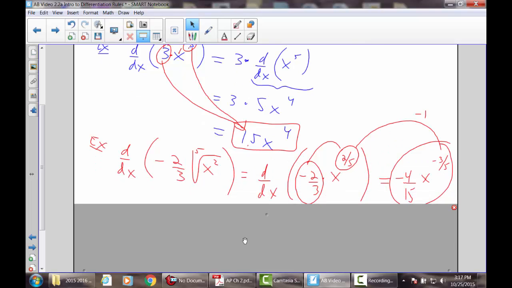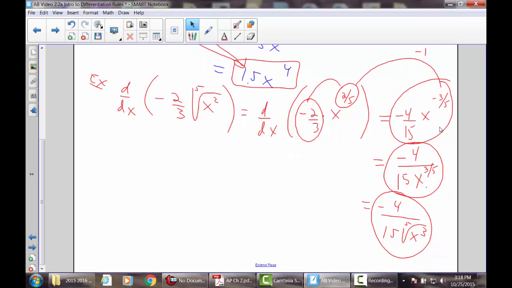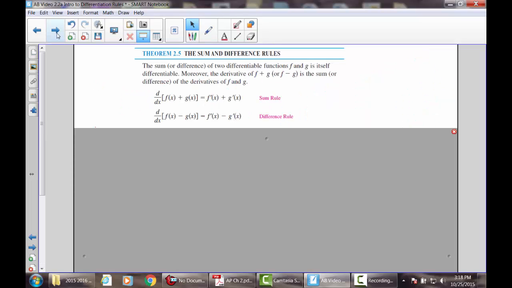Okay, so here's an uglier one, but it's really not that bad. The first thing you have to do is rewrite this as x to the 2/5. And then I take the exponent times the constant. I get negative 4/15 times x to the, and I subtract 5/5 from 2/5 to get negative 3/5. Again, you could leave it with a negative rational exponent, a positive rational exponent, or write it in radical form.